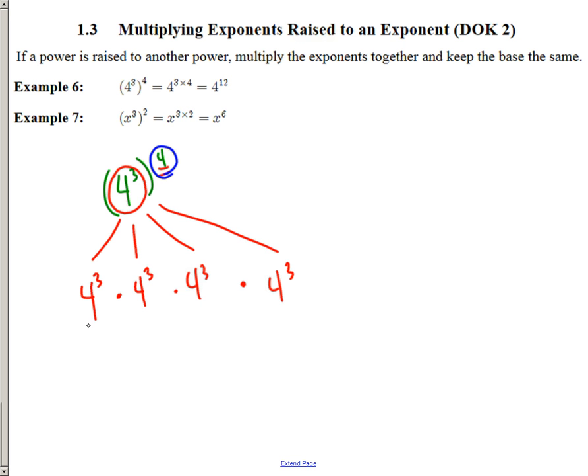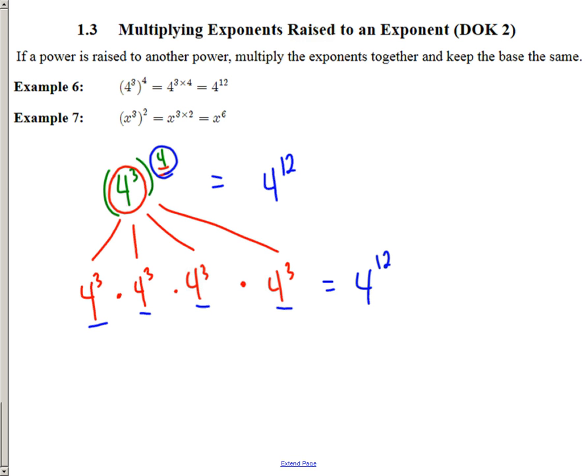Do they all have the same base in this situation? Yes. So what we just learned is we can add the exponents, and it equals 4 to the 12th power, because 3 plus 3 is 6, plus 3 is 9, plus 3 is 12. So this equals 4 to the 12th power.